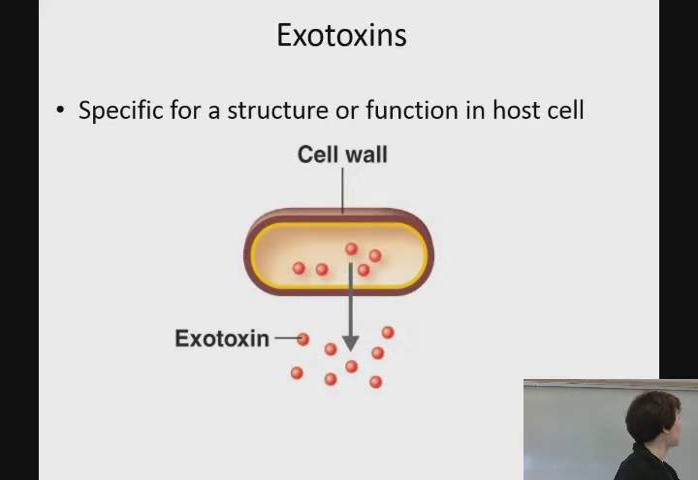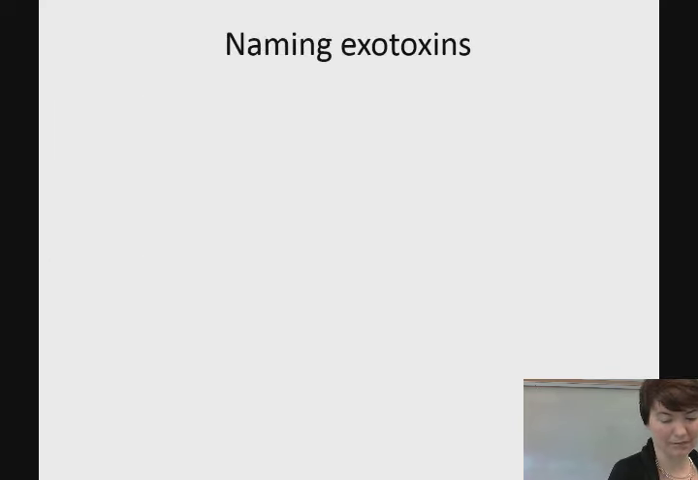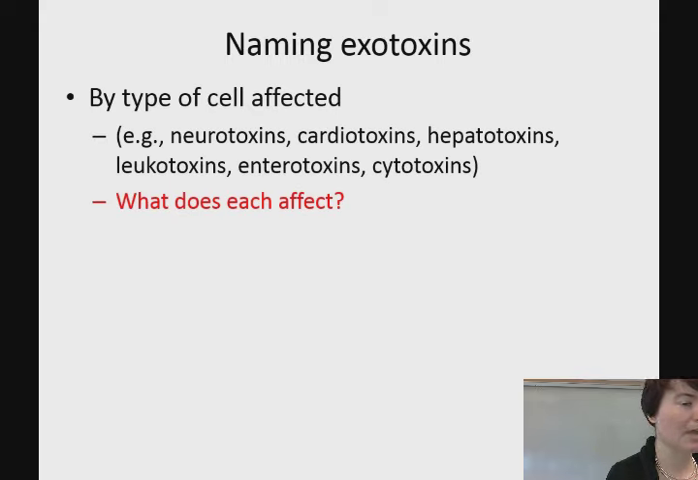So first, let's talk about exotoxins. Their action is specific, okay? What they do to the host is specific, and there's a number of different options. Now, the way that we name exotoxins can vary depending on a number of things, but sometimes they're named by the type of cell they affect. So you may have heard of a neurotoxin, a cardiotoxin, a hepatotoxin, leukotoxin, enterotoxins, and cytotoxins. So what do these do? What is a neurotoxin targeting? Neurons, okay? Cardiotoxins.